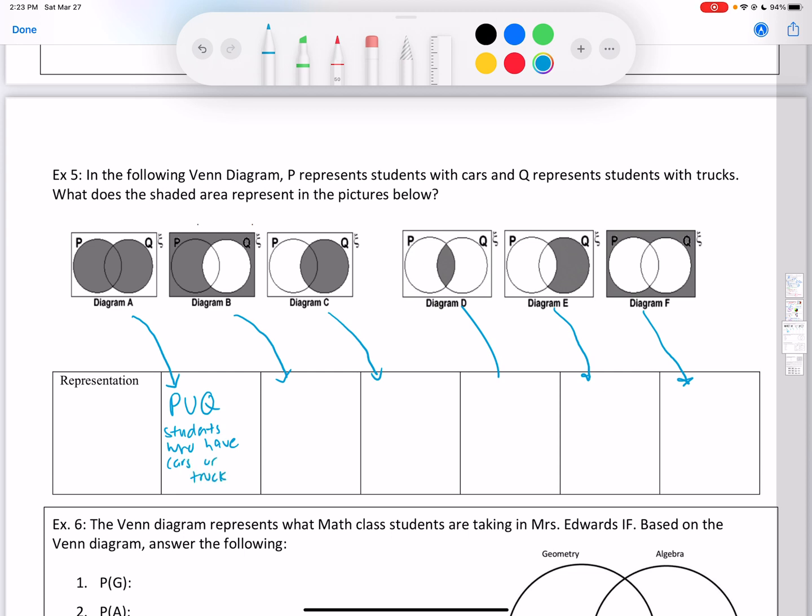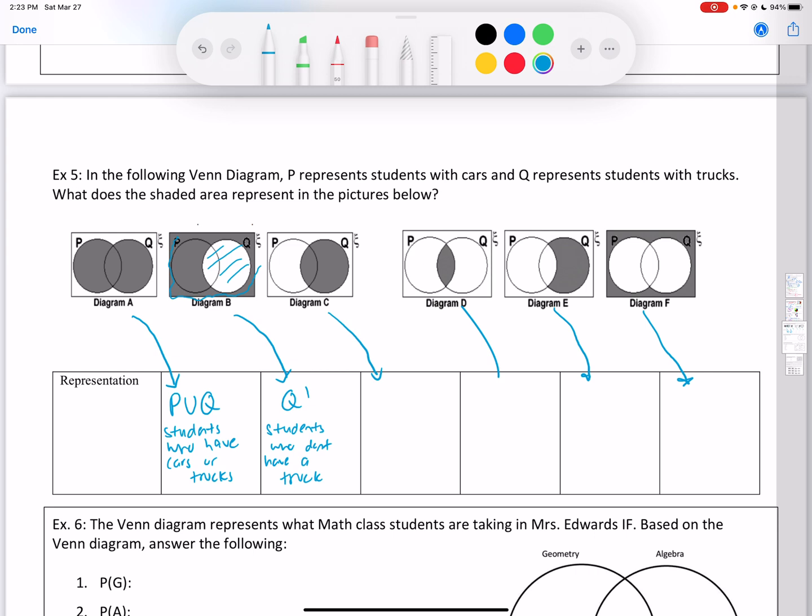Okay, for this next one, the only thing that's not shaded is Q. So that means I don't want Q. So that means students who don't have a truck. And maybe you're wondering why the outside here is shaded and what that could represent. So maybe that represents students who have a motorcycle. We actually call that something interesting. It's called the universe. So anything that's not represented in the Venn diagram is in that sample space outside of the Venn diagram, called the universe.